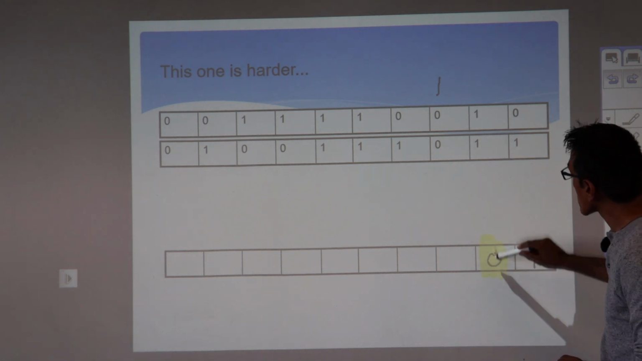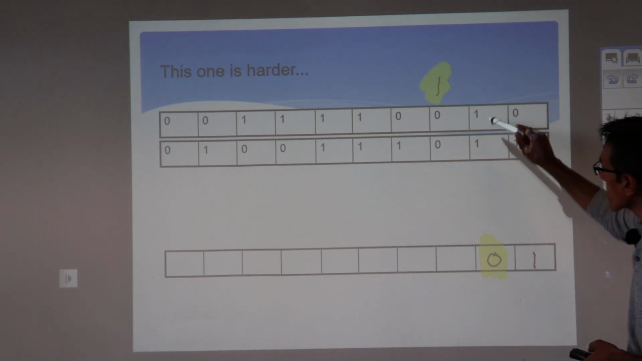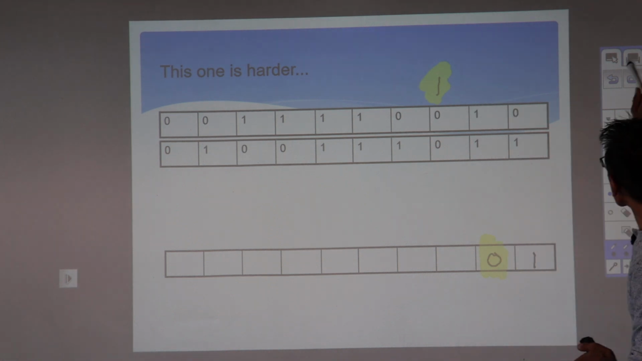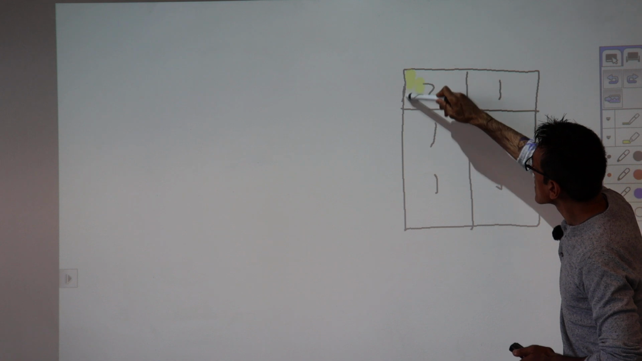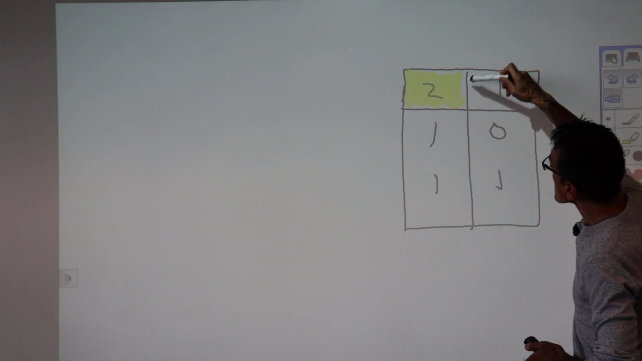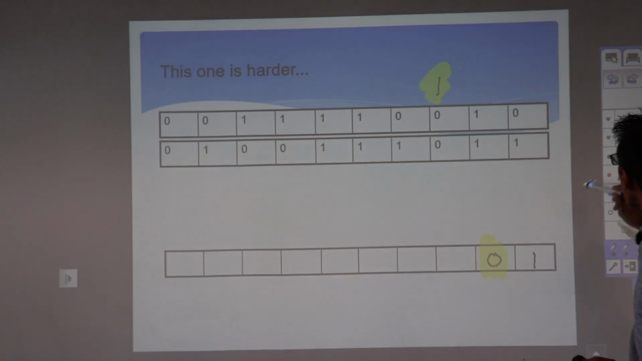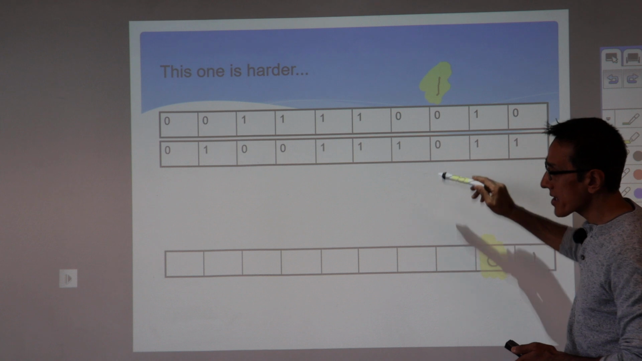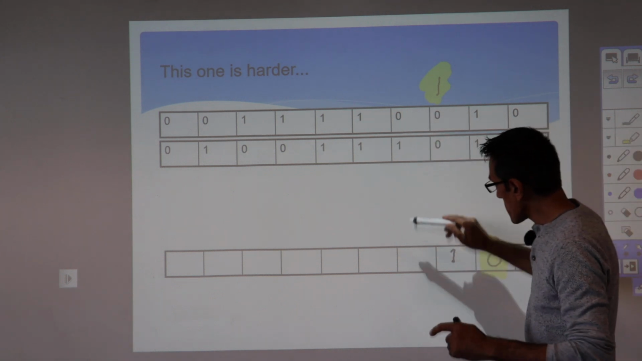Make sure you pay attention to this one. It's 0 carry 1. 1 plus 1 is 2, which is 0 carry 1. That's how you represent 2 in binary. Then you have 1 plus 0, which is just 1. I'm going to continue this now. 0 plus 1 is 1.